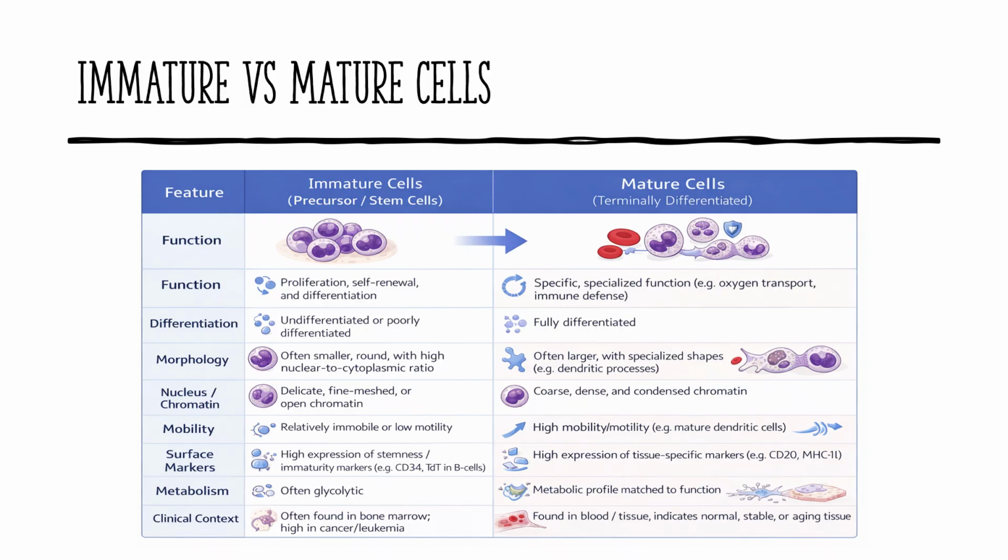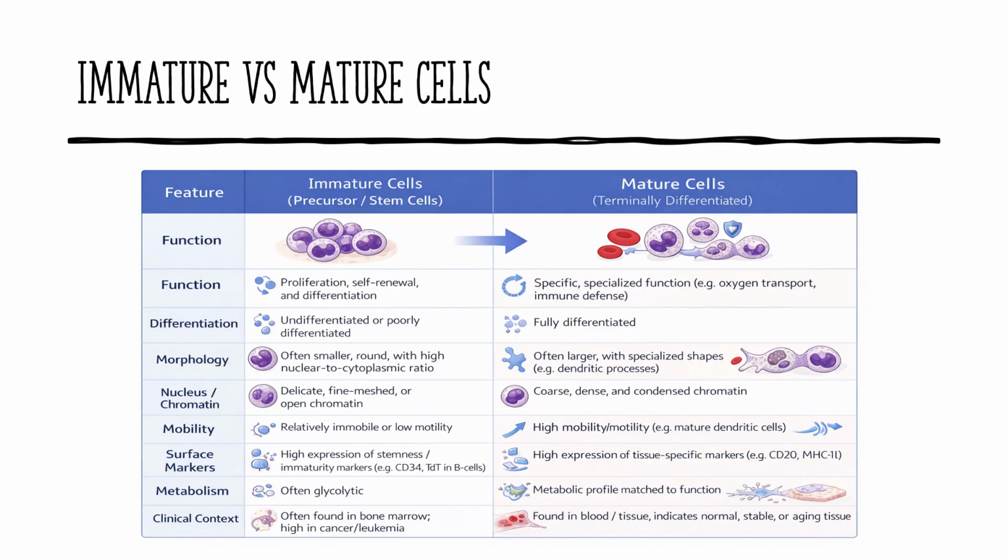Mature cells, on the other hand, are specialists. They've graduated training. Their morphology reflects function. Red blood cells optimize oxygen transport. Neutrophils optimize mobility and phagocytosis. Lymphocytes optimize immune signaling. You'll notice chromatin becomes dense and condensed. That's because the cell is no longer trying to become something new. It's now focused on doing a specific job efficiently.